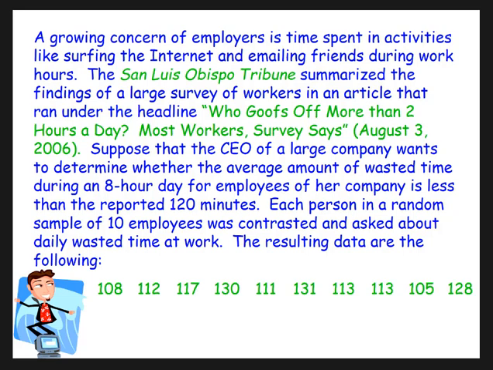Suppose that the CEO of a large company wants to determine whether the average amount of wasted time during an 8-hour day for employees of her company is less than the reported 120 minutes. So that means the alternative is going to be less than. Each person in a random sample of 10 employees was contacted and asked about daily wasted time. The resulting data is shown. So those are from the 10 people.